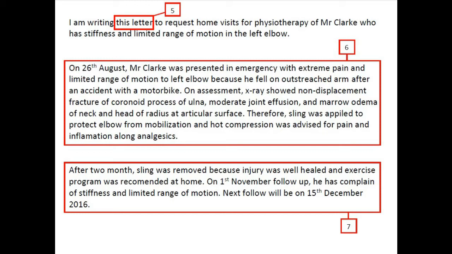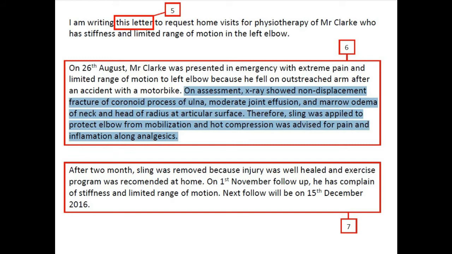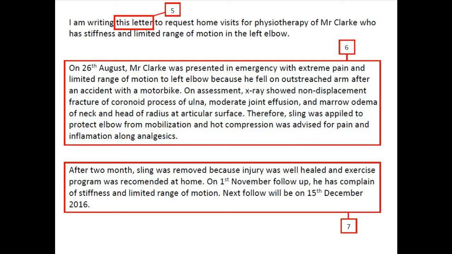The rest of the paragraph reads as, on assessment, X-ray showed non-displacement fracture of coronoid process of ulna, moderate joint diffusion and marrow edema of neck and head of radius at articular surface. Therefore, sling was applied to protect elbow from mobilization and hot compression was advised for pain and inflammation along analgesics. Here, these sentences have to be reorganized and written in a much organized manner.